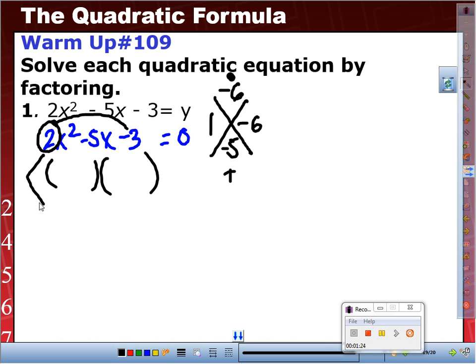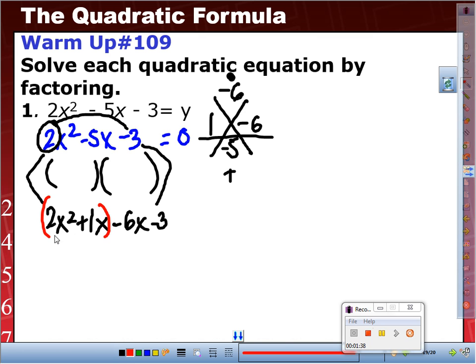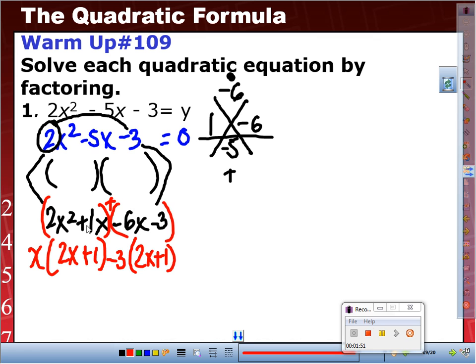So therefore, we rewrite this, 2x squared. Instead of 5x, we write 1x minus 6x. That's what we got here. And then at the end, we bring down the last term, minus 3. Let's find the GCF for these two. GCF is x. We're left with 2x plus 1. GCF for these two is what? Negative 3. And we're left with 2x plus 1. Therefore, my factors are 2x plus 1 and x minus 3, and all that equal to 0.